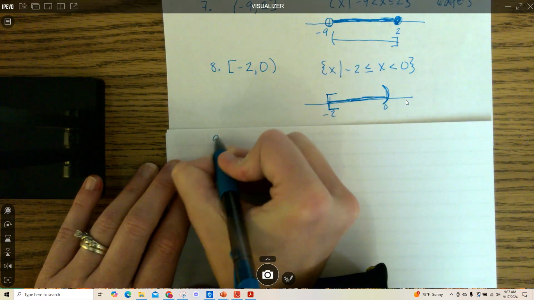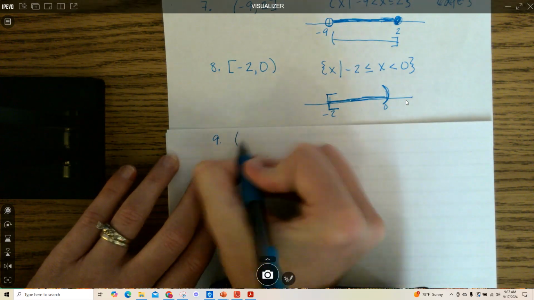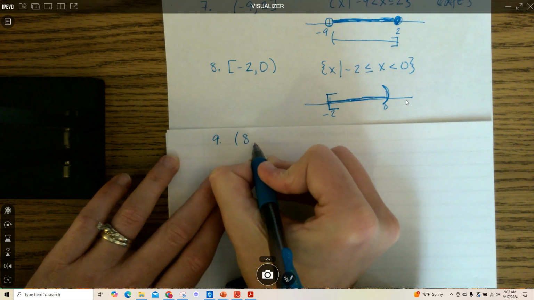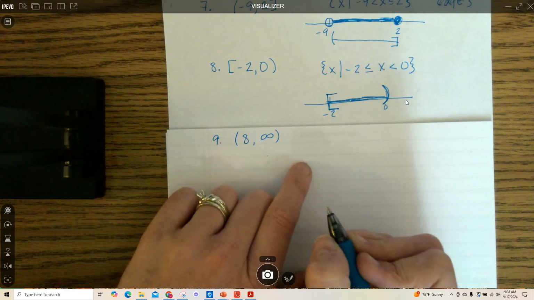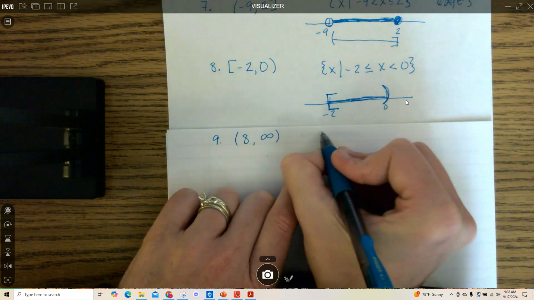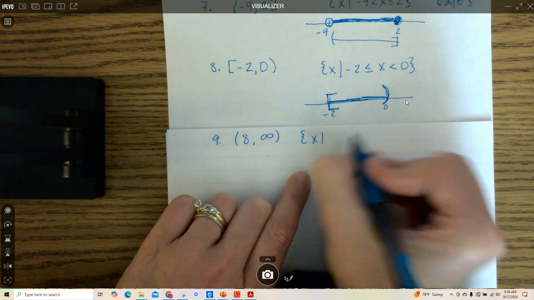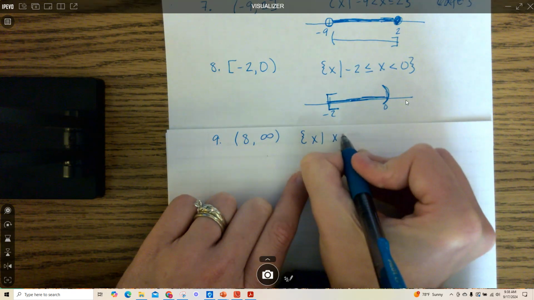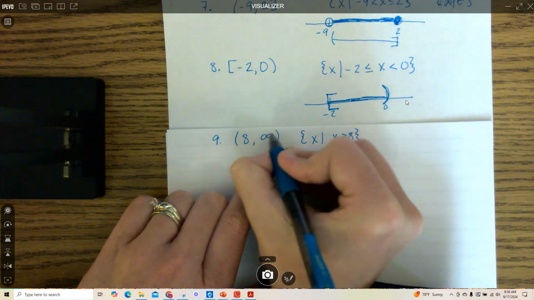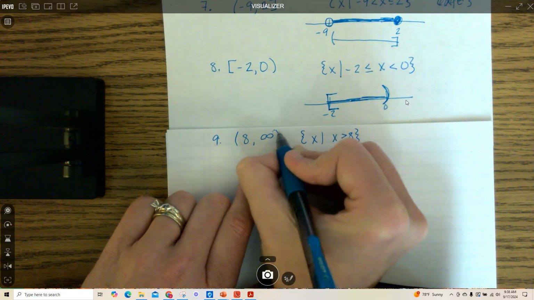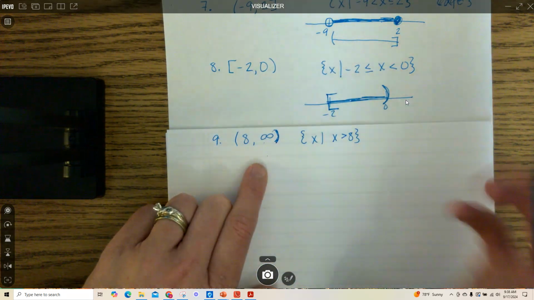All right, number 9. Parenthesis 8 to infinity, parenthesis. Okay, see if I can remember this one. Set builder would be x is a member of the set, like x is greater than 8. So infinity always gets a parenthesis. Infinity will never have a bracket.